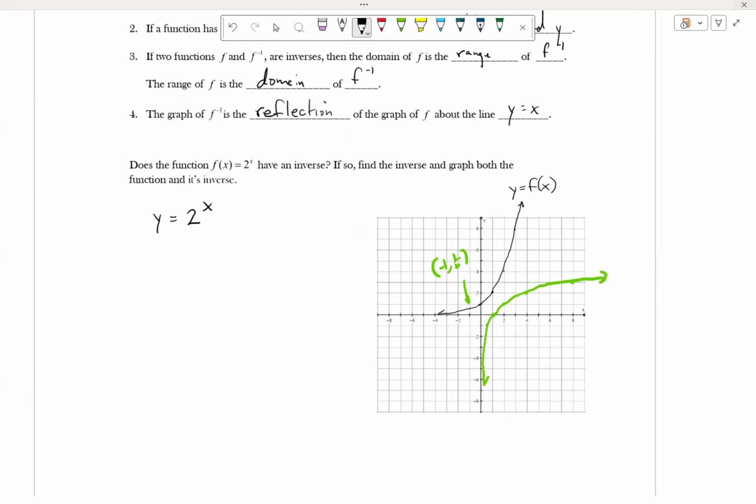We have y equals 2 to the x. The first step when finding the inverse is to switch the x and y. So x equals 2 to the y. Next step, solve for the new y. How do you do that here?